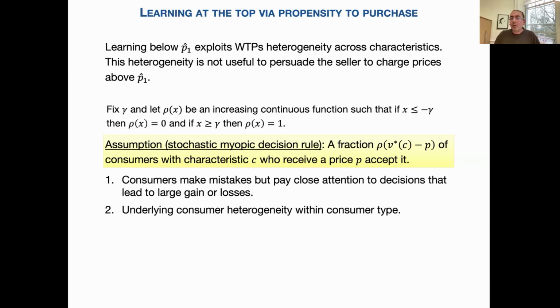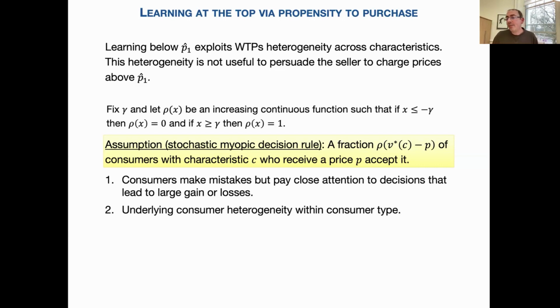So this is a typical myopic decision rule where there is stochasticity that can be interpreted in many ways. Okay? In fact, it can be interpreted as mistakes. When the price is very similar to my willingness to pay, I don't pay a lot of attention. Sometimes I buy when I shouldn't. Sometimes I don't buy when I should.